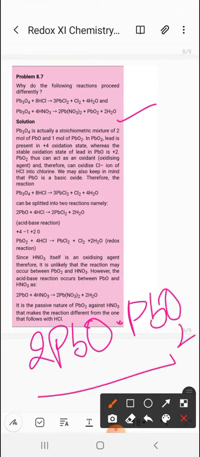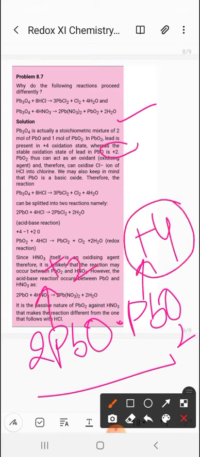This is actually Pb3O4, 2 PbO and 1 PbO2, and in PbO2 lead is present in +4 oxidation state, whereas the stable oxidation state of lead is +2. Now here lead is in +4 oxidation state, here lead is in +2, and +4 is not stable but +2 is stable. And PbO2 thus can act as an oxidant or oxidizing agent, and therefore can oxidize the chloride ion of HCl into chlorine. So it acts as an oxidant, and it will oxidize the chloride ion into chlorine.